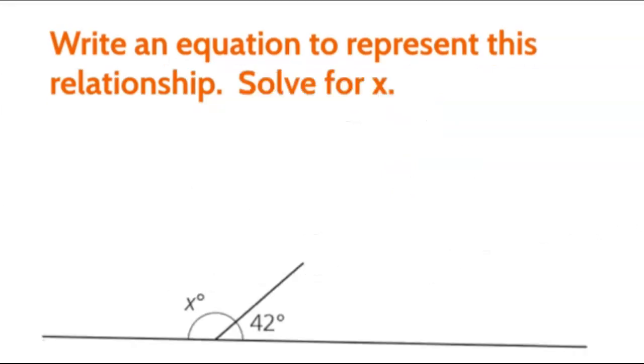Let's look at another scenario. This time, could you write an equation to represent this relationship and also solve for x? Notice x and 42 degrees are forming a straight line in their adjacent angles. So together, they're supplementary. They add up to 180 degrees. So a nice equation might be x plus 42 equals 180 degrees.